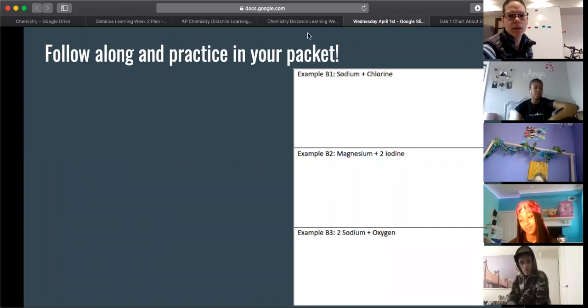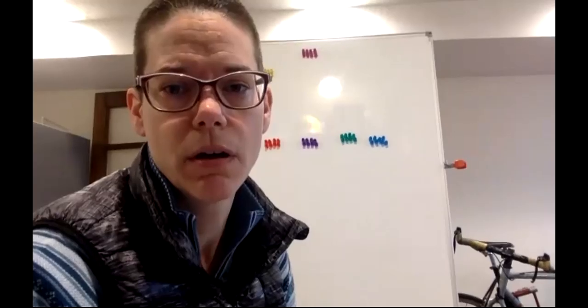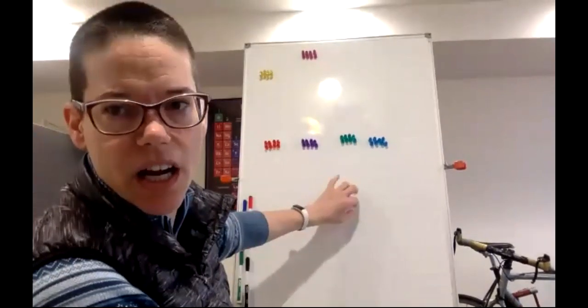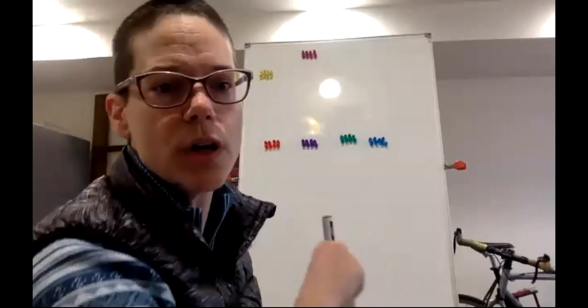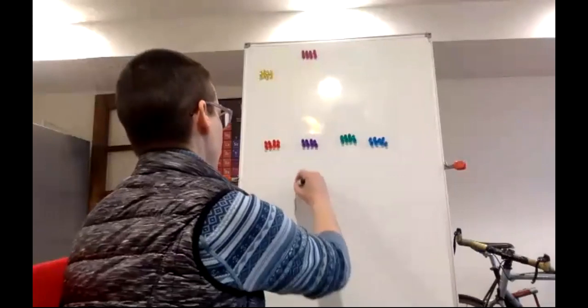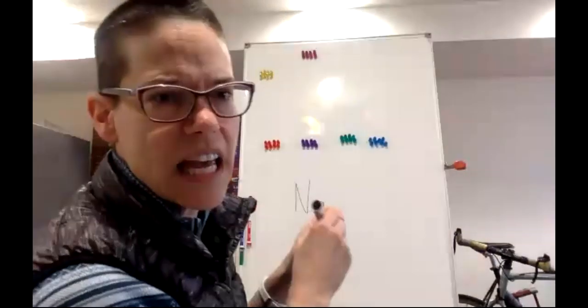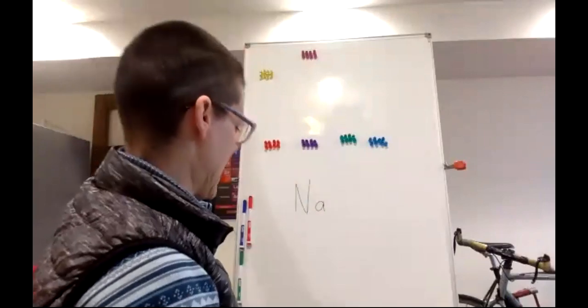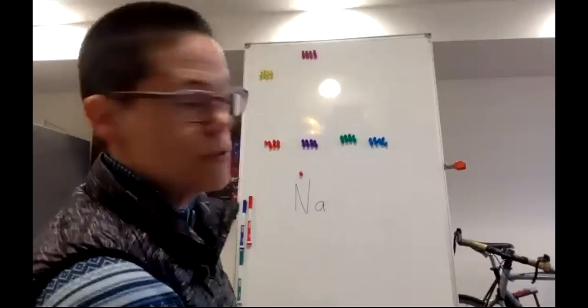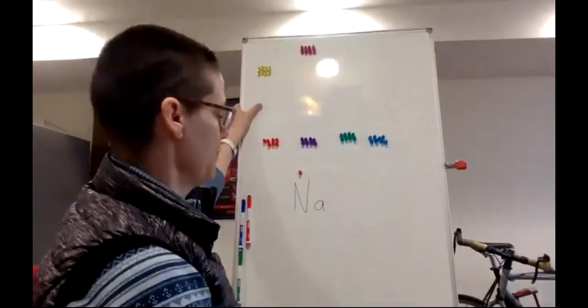Okay. So, all right. Can everybody see me and my board back here? Yeah. Okay. Cool. So our first one was sodium and chlorine. So sodium symbol is Na. And how many valence electrons should it have? 1. All right. So I'm going to use a little magnet there. It's got 1 guy.